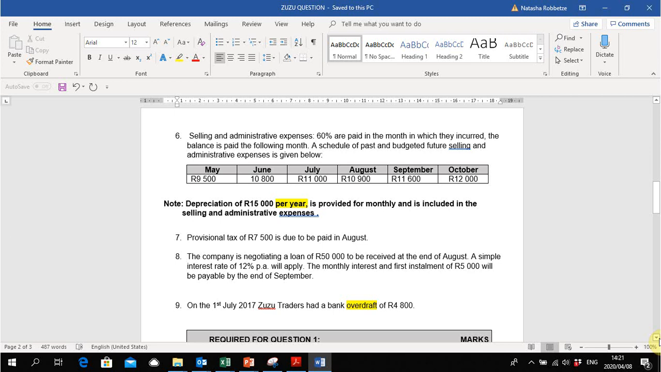In note number 7, there's some provisional tax of 7,500 to be paid in August. And in note number 8, they say that the company is negotiating a loan worth 50,000 Rand and it will be received at the end of August. A simple interest rate of 12% applies, and the monthly interest as well as the first installment of 5,000 Rand is payable by the end of September. The final note says that on the 1st of July, Zuzu traders had a bank overdraft of 4,800 Rand.